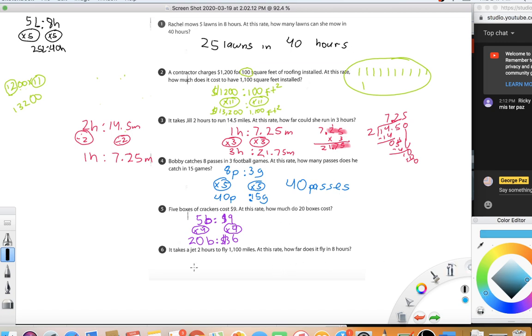So we have 2 hours to 1,100 miles. And they're asking how many is it for 8 hours? How do we get from 2 to 8? We multiply it by 4. And we do it to both sides. 0 times 4 is 0. 0 times 4 is 0. 4 times 1 is 4. 4 times 1 is 4. So at this rate, how far does it fly in 8 hours? In 8 hours, it flies 4,400 miles. Ooh, there you go.